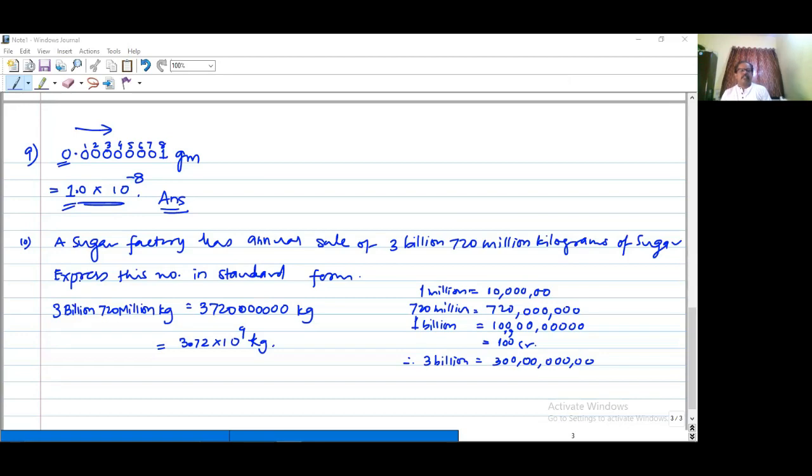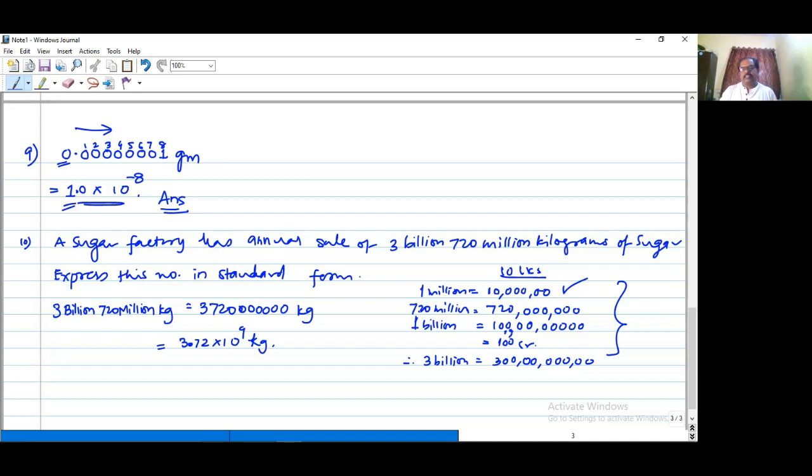You can see, students, the number is quite a big one. See the question given: a sugar factory has an annual sale of 3,720,000,000 kilograms of sugar, and we need to express this number in standard form. For that, we must know: what is a million? How much is 1 million in lakhs or crores? How much is a billion in lakhs or crores? Here, 1 million is nothing but 10 lakhs. You can see 10 lakhs has 6 zeros after 1, right?